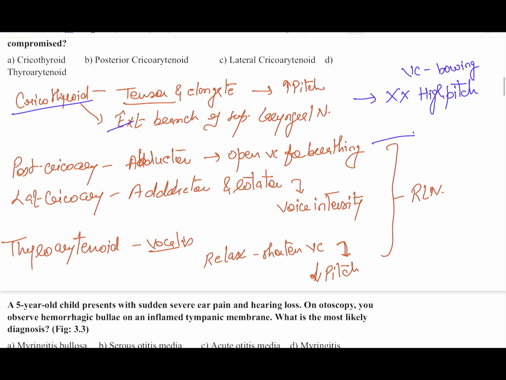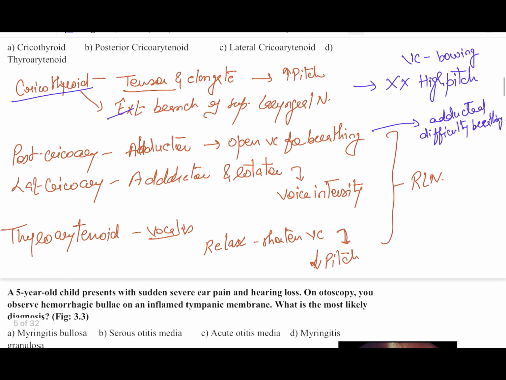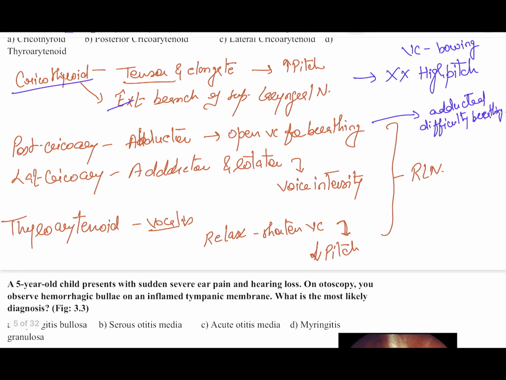Second, posterior cricoarytenoid. If there is any problem with this, the patient will have adducted vocal cords, plus they will have difficulty in breathing because the vocal cords are not able to open, so air will not be able to pass properly, so they will have difficulty breathing.